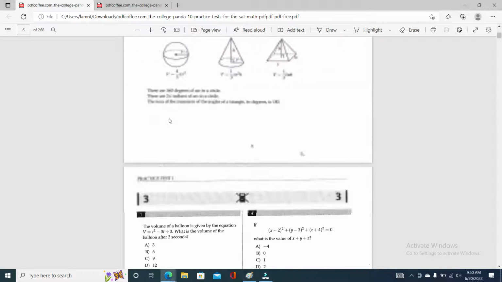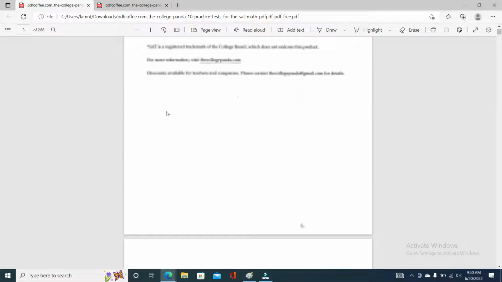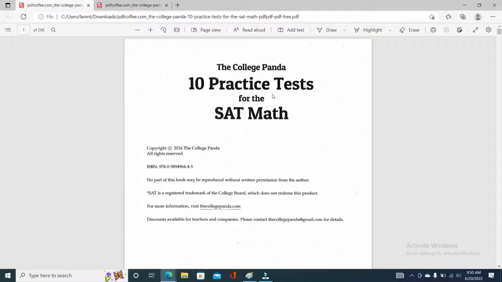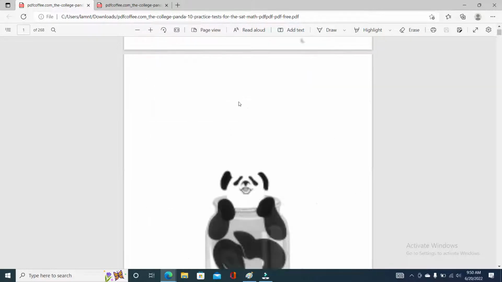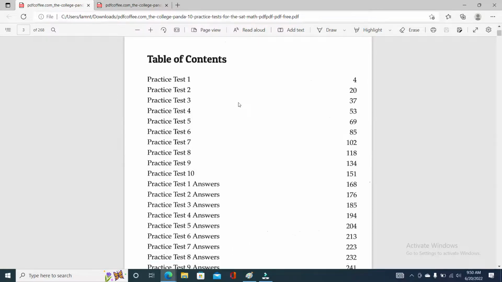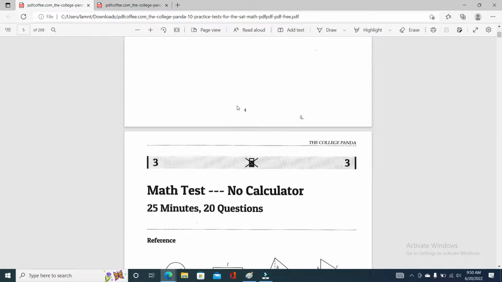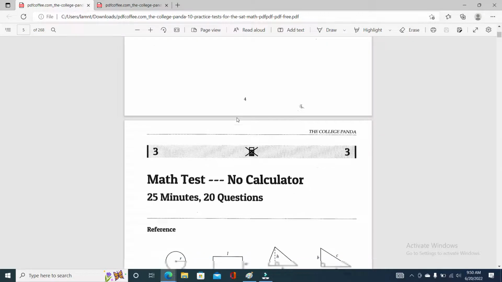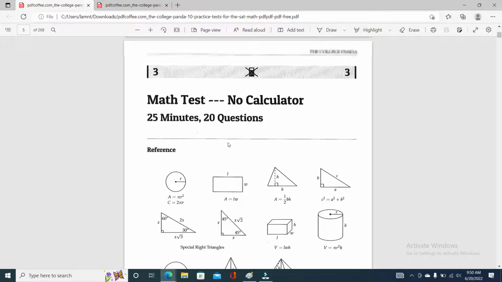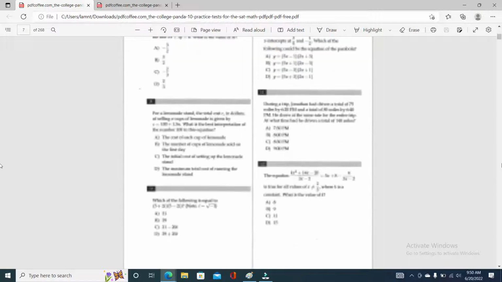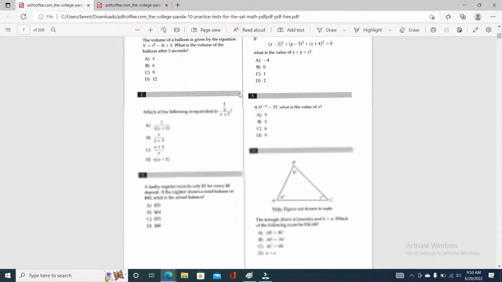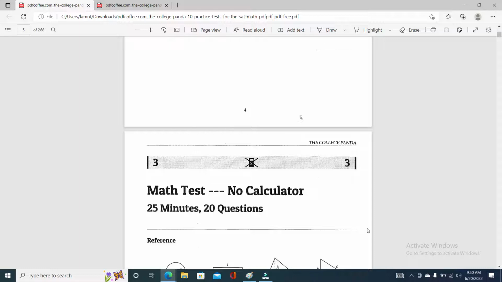Okay, so we're going to do the College Panda SAT math practice test, practice test one. For the SAT math test we have two sections, section 3 and section 4. Section 3 has 20 questions for 25 minutes.